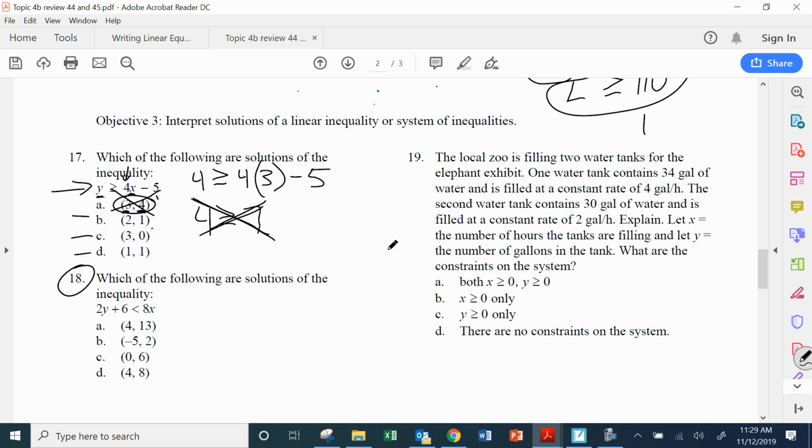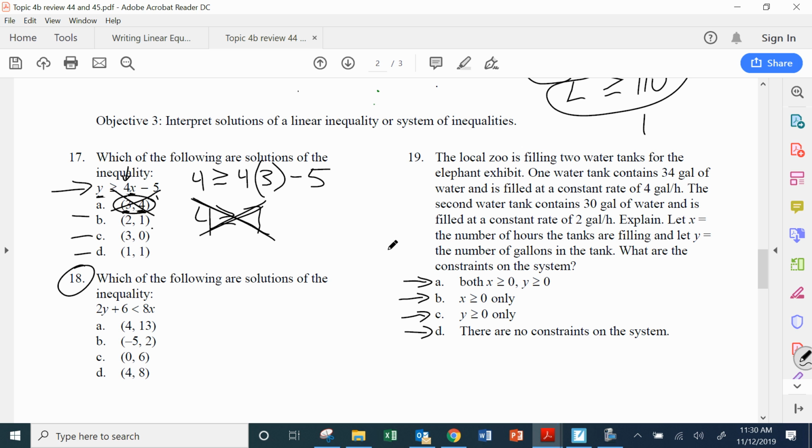The constraints just mean, in this case, do both of your numbers have to be greater than or equal to 0? Do they both have to be positive numbers, or could they be 0? In this one, it's saying the same, or does just x have to be greater than or equal to 0? Or does just y have to be greater than or equal to 0? And finally, or none of those is true. There's no constraint. x and y could be any number you want.